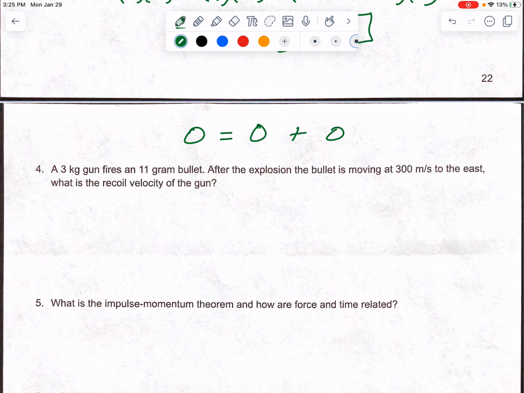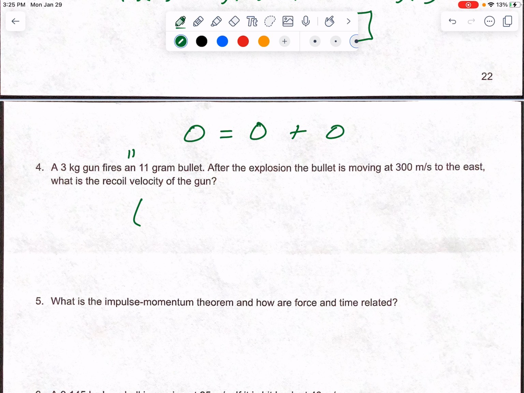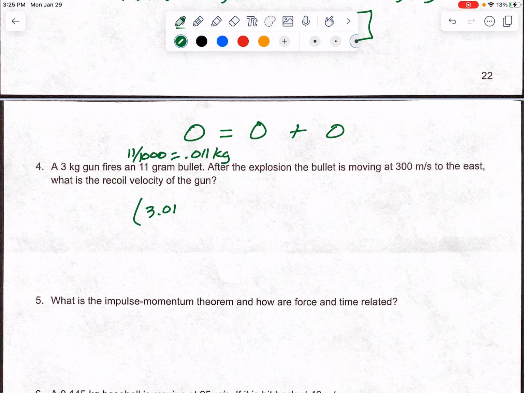Okay, so their total mass in the beginning would be 3 kilograms plus the 11-gram bullet. So remember, 11 divided by 1,000. So that's 0.011 kilograms. So my total mass would be 3.011 kilograms. That's the gun and the bullet. Now the velocity of the gun and the bullet beforehand is nothing.